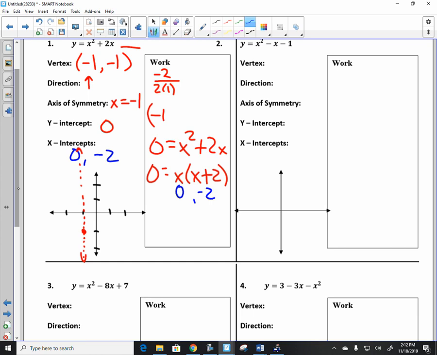So I have a vertex. I have the x-intercepts of 0 and negative 2. I have a y-intercept of 0. This is enough information to be able to make a nice graph. There we go.